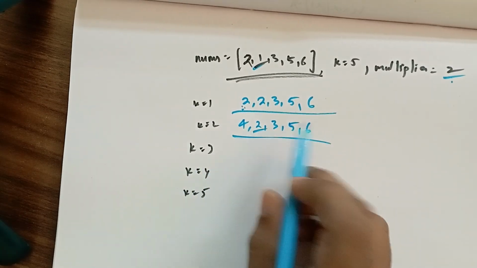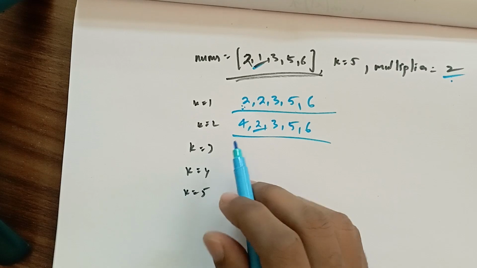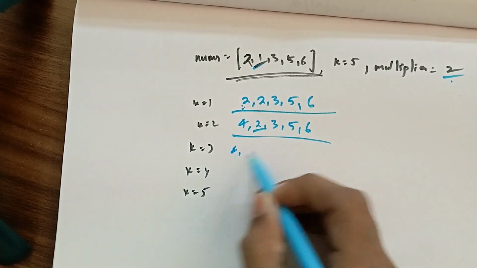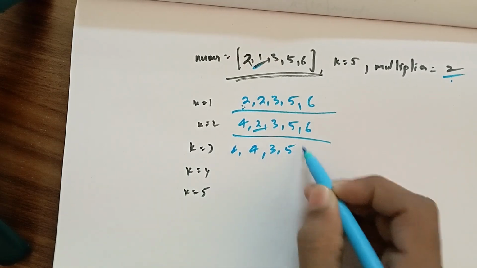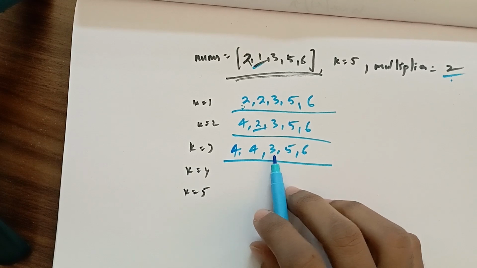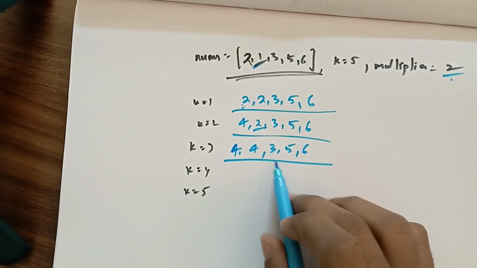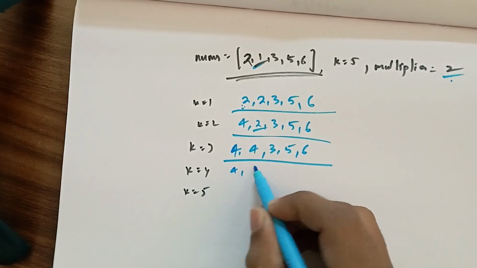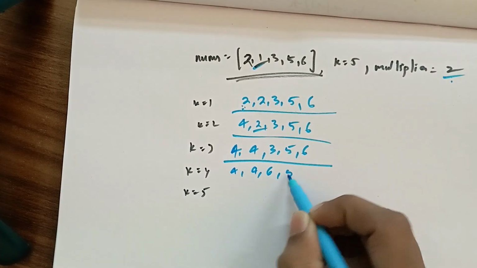Now, we got a minimum element 2. 2 is the minimum element. Now, we need to multiply it by the multiplier, and we will get 4, 4, 3, 5, 6. And then now we got 3 as the minimum element. Now we need to multiply this with the multiplier and we get 6.